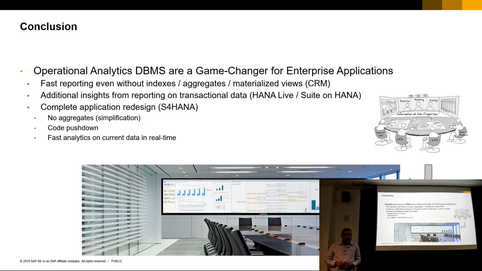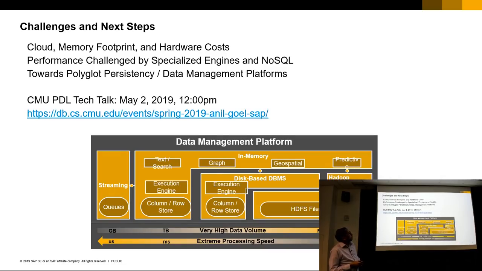If you go look into the HANA documentation, you will see something called cached views. That's kind of like some form of materialization, but they are dynamically created. So what are the next steps, next challenges, right? Cost, cloud is a big topic. I want to talk a little bit about that tomorrow. Memory footprint, reducing memory footprint.